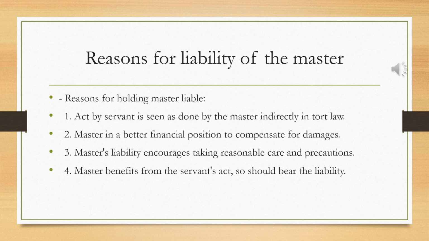Now, coming to the reasons. The reasons for liability of the master. There are several reasons behind holding the master liable for the acts of his servants, which are: number 1, an act which is committed by the servant is considered to be done by the master through him, and therefore, in the law of torts, it is assumed that if any wrong is done by the servant, it has been committed by his master indirectly, and so the master is held liable for these wrongs.